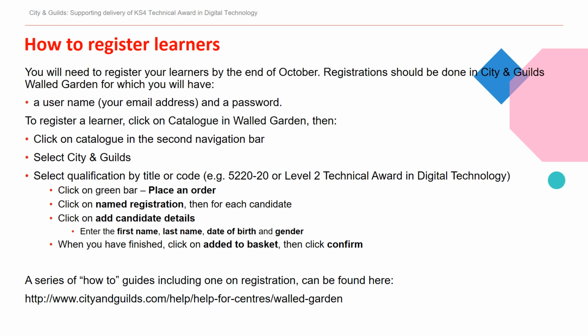Click on the green bar to place the order and then select Named Registrations. You can now add the learner details required for registration, this being first name, last name, date of birth and gender. Once you have added your learners, click Add to Basket and then click on Confirm to complete the order registration process. We do provide a number of guidance documents. The link shows where you can access further details on using the Walled Garden.